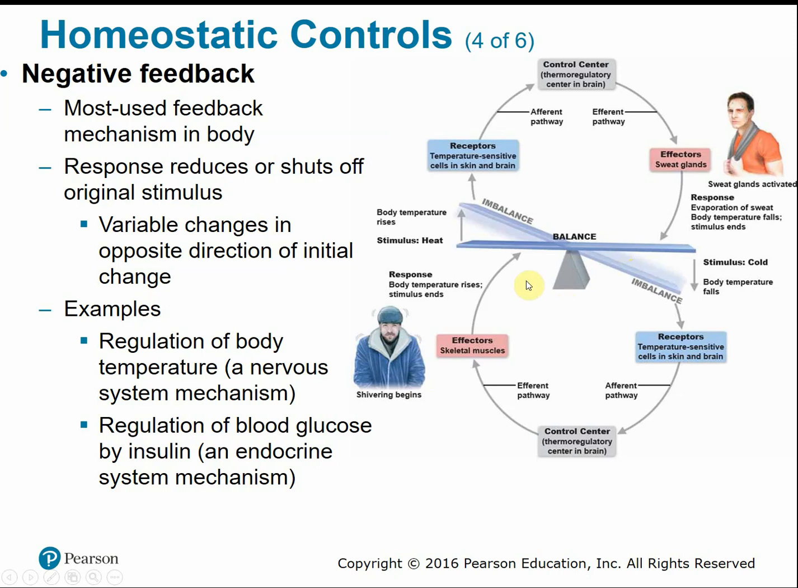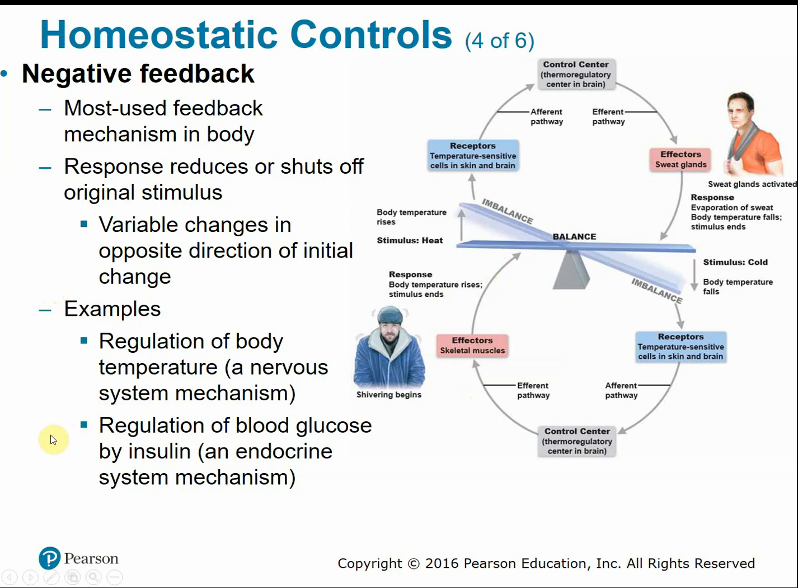We can also go the opposite direction with this. So say our stimulus is body temperature falling, so we need to raise the body temperature. Again, those same temperature sensitive receptors are going to detect this change in body temperature and alert the control center in the brain. But in this case, now our effector organs are the skeletal muscles. So the brain will tell the skeletal muscles to start shivering. Remember we said muscles put off a lot of heat. So when you shiver, those muscles are giving off heat and helping to raise your body temperature back to normal.